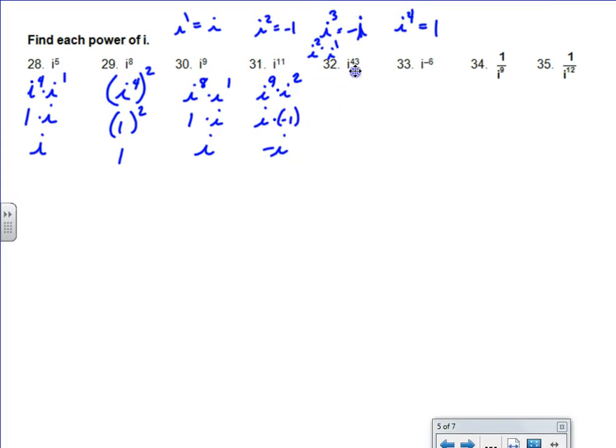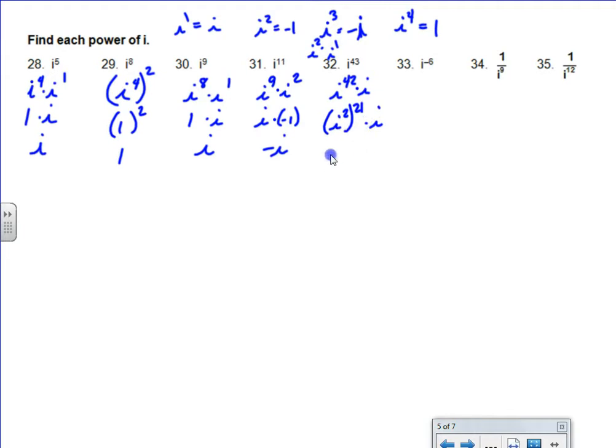Oh goodness, 43. So i to the 43 is kind of like i to the 42 with another i, so let's think of it that way for a second. Now, I know what i is, but let's talk about i to the 42. i to the 42 is like i squared to the 21st power.